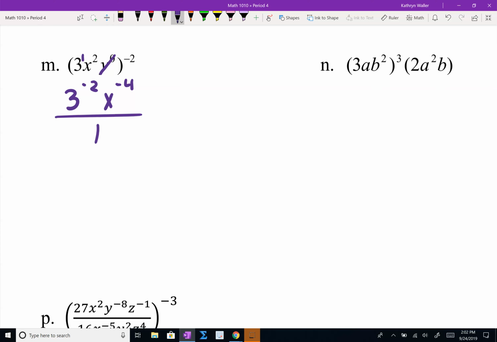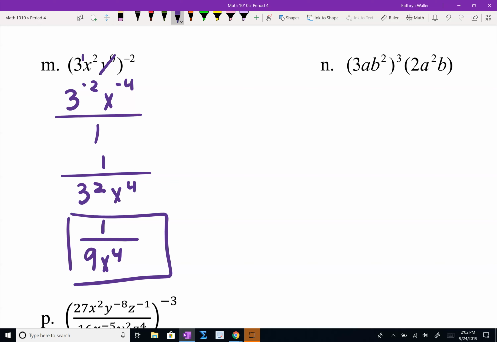The denominator's a 1. So pull the 3 to the negative second down, it becomes a positive. Pull the x to the negative fourth down, it becomes a positive. Tell me what I have on the top. A 1. Is that acceptable? No. Final answer? No. So it's 1 over, talk to me, 9x to the 4th. And you're done. Okay?